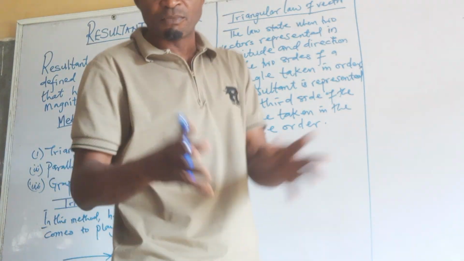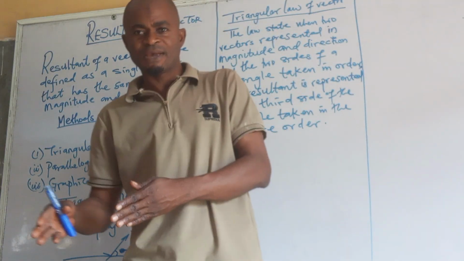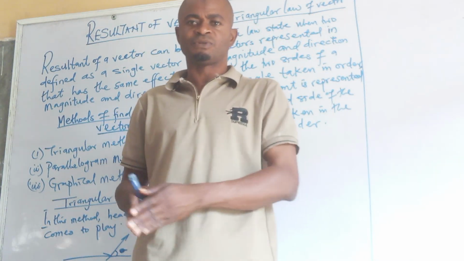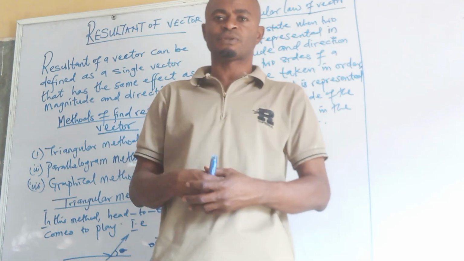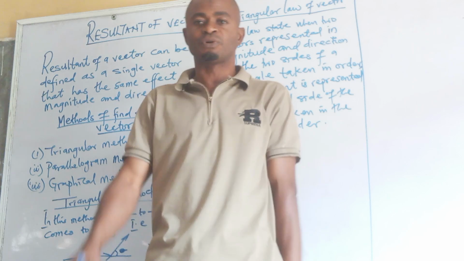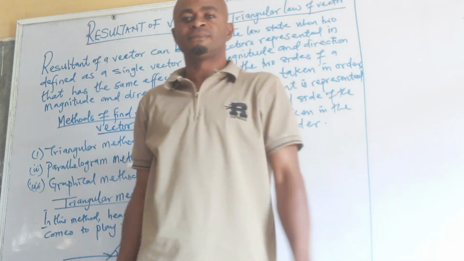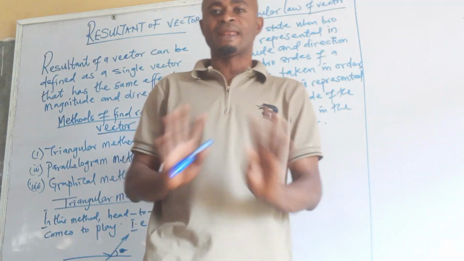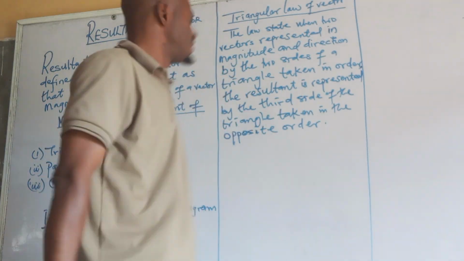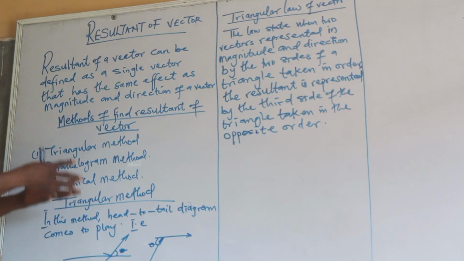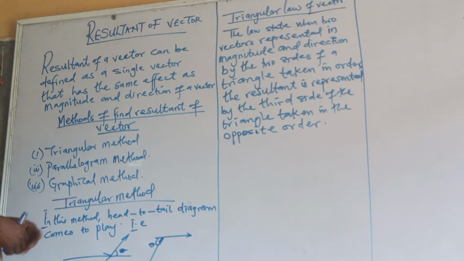But when you read more, you can hear some areas where they are talking about an analytical method. When we are talking about an analytical method, it's just like a mathematical method. Analytical just means resolution, which is another thing entirely. And by the time I get some time, we are still going to talk about this analytical method by God's grace. Now, these are the 3 methods that you can use to find the resultant of a vector: triangular, parallelogram, and graphical method.